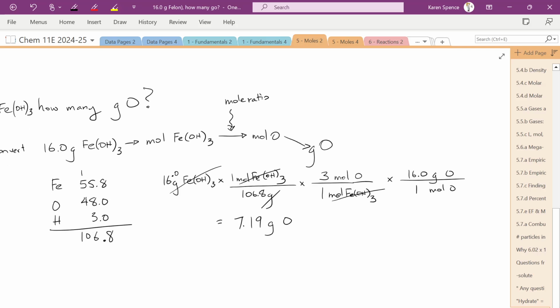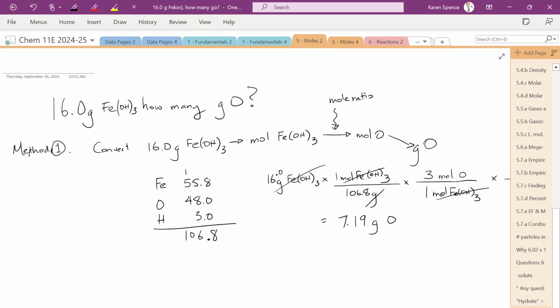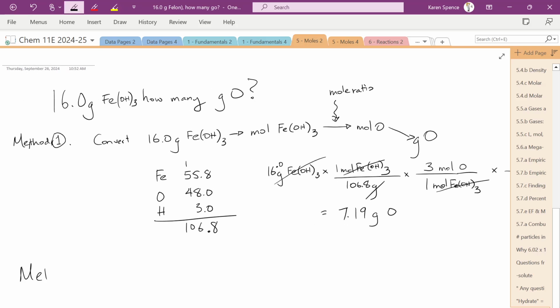So that's one way we could do it. Perfectly valid. Is there another way we could do it? How else have people done it? You can use the percentage of O.